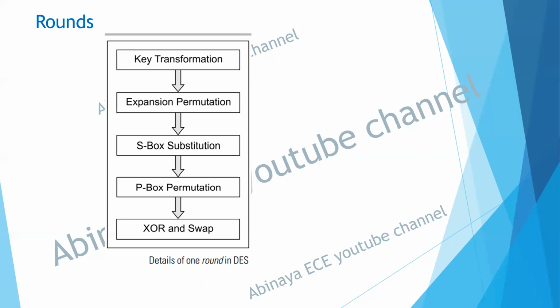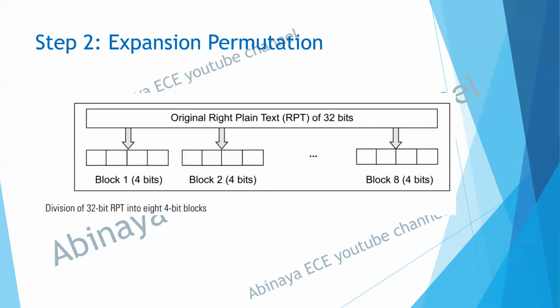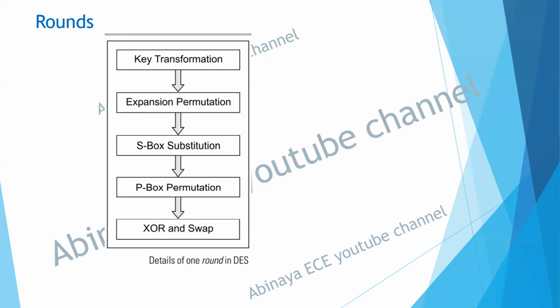Now the rounds. Each of the 16 rounds in turn consists of broad-level steps: key transformation, expansion permutation, S-box substitution, P-box permutation, XOR and swap. These are the step-by-step procedure. The first step is key transformation. Initially the 64-bit key is transformed into a 56-bit key by discarding every 8th bit of the initial key. Thus for each round, a 56-bit key is available. From this 56-bit key, a different 48-bit sub-key is generated during each round using a process called key transformation.